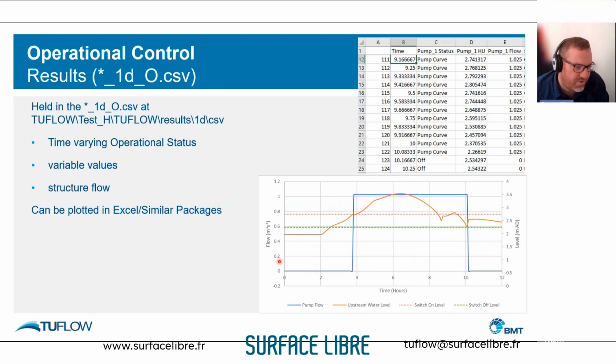So in this instance, we've got the pump flow that comes from the 1DO file. We've got the upstream water level, which is our variable. And then I've just plotted on the switch on, switch off levels as well for this pump. And we can see whether that's being picked up correctly in this instance. So always really useful to take a look at that file and plot things up from there.